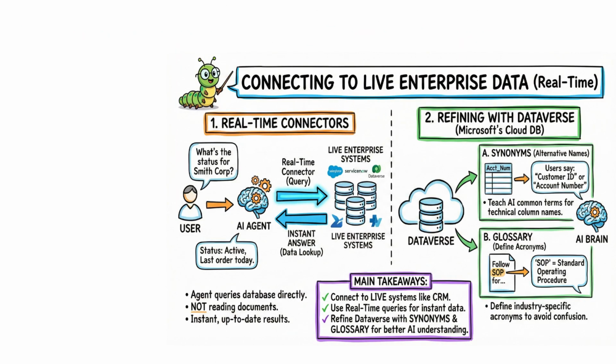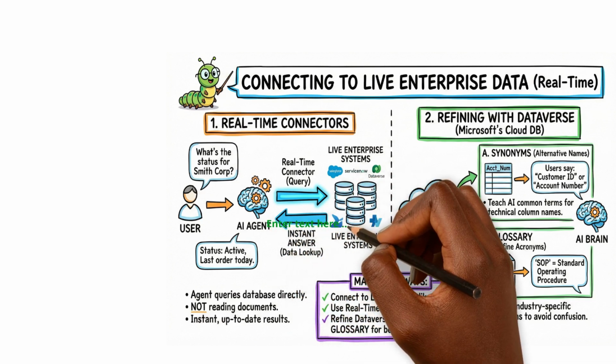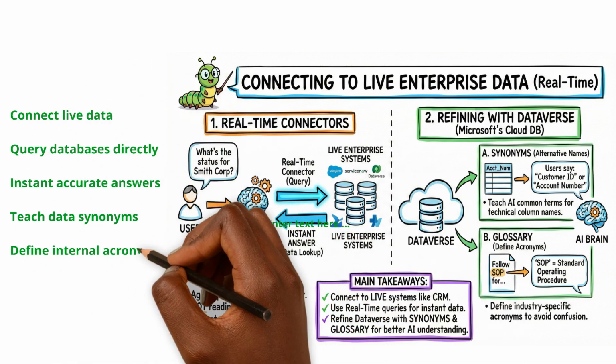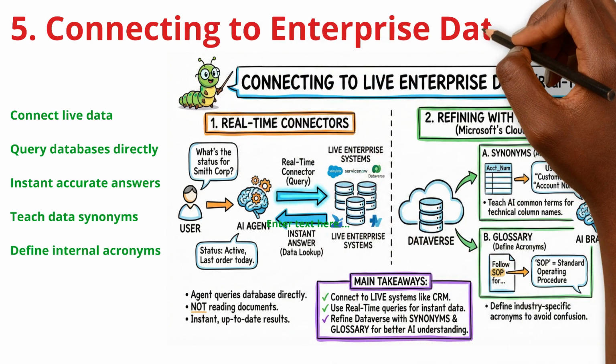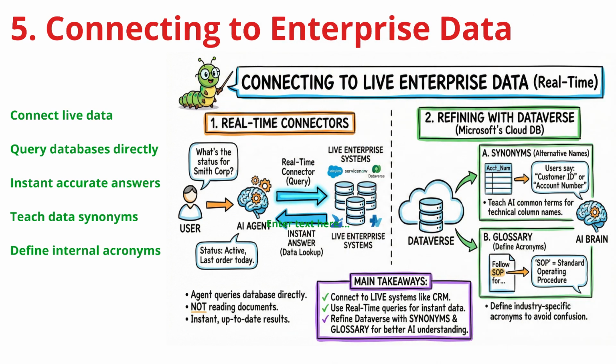Welcome to the most advanced form of grounding, connecting your agent to live enterprise data. Looking at the left side of the sketch, we see real-time connectors in action. Instead of reading a static document, the AI agent directly queries your live systems, like Salesforce, ServiceNow, or Dataverse. If a user asks a specific question, like, what's the status for Smith Corp., the agent doesn't have to scan through hundreds of files. It uses a real-time connector to look up that exact record in the database and immediately reports back the accurate, up-to-the-minute status.